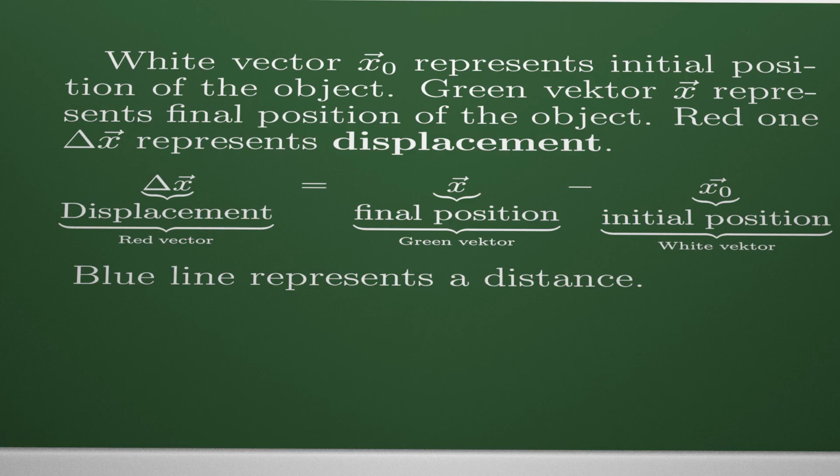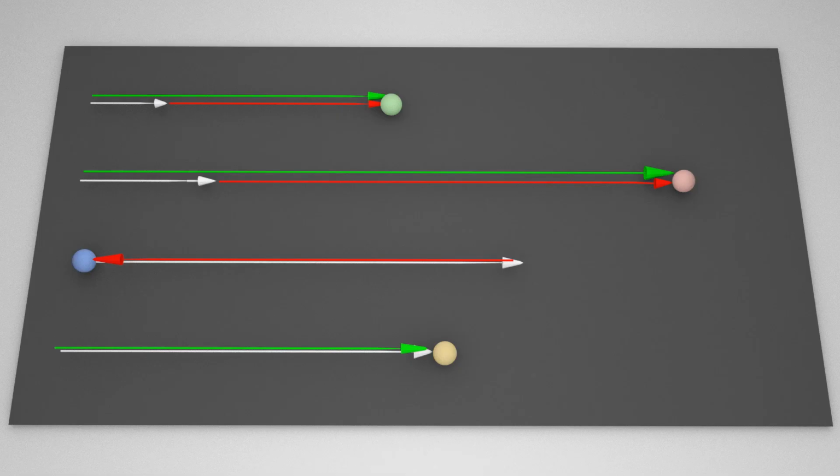Now, let's look at the motions of particles and determine their displacements. If we look at the green and red particles, we will have very similar situations. We can see white, green and red vector, and of course red, or displacement, is equal to green, or final position, minus white, or initial position. But what about the blue and the yellow one? We can see that something is missing.